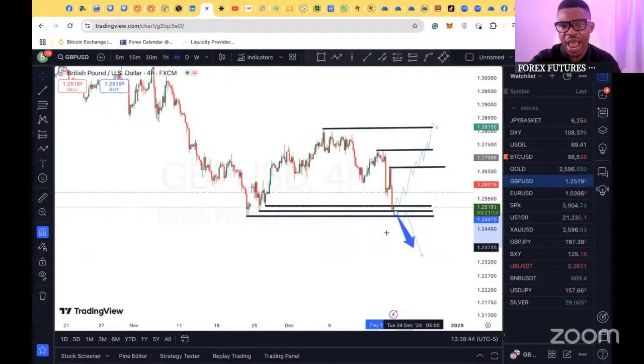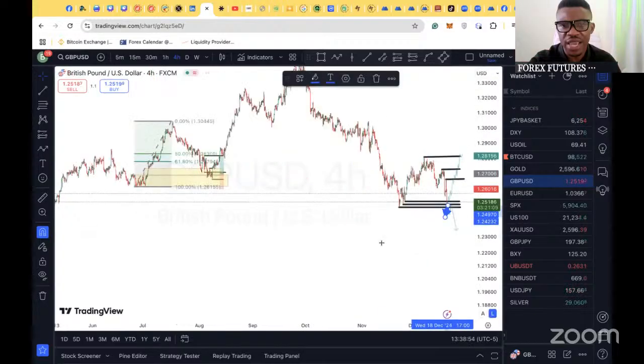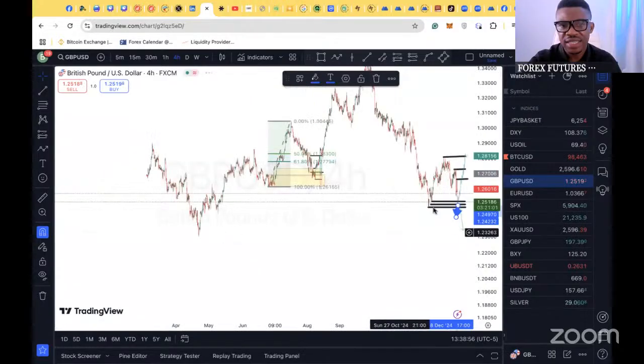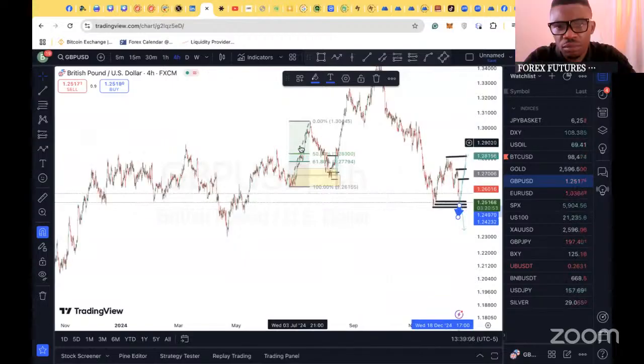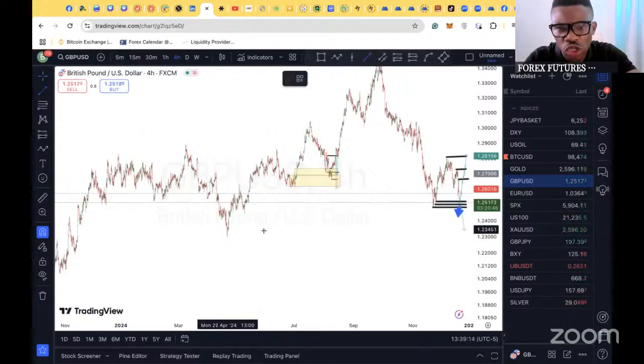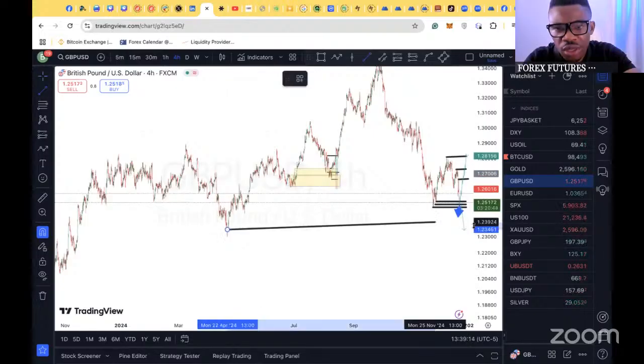So how do you do that? You have to scroll and check. Is there any support below this place? If there is, that will be the next target of the market. From here, this is where we are. The next support level will be here. So should this market agree to go downward after breaking that support, the target will now be here.